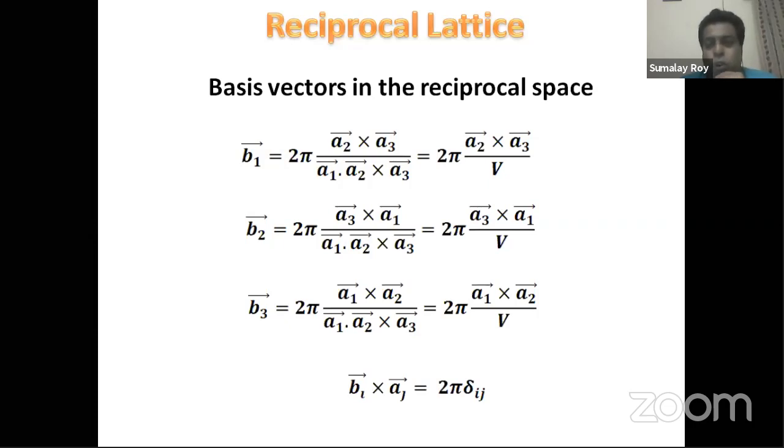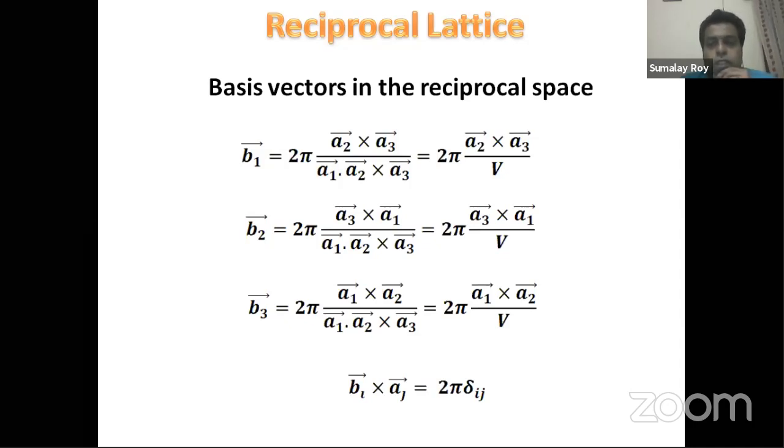But these are all properties you can study in your book. Any book will have all these things. And a1 dot a2 cross a3 is nothing but the volume. That's why I've written it like this. V is the volume of the unit cell in the real lattice.